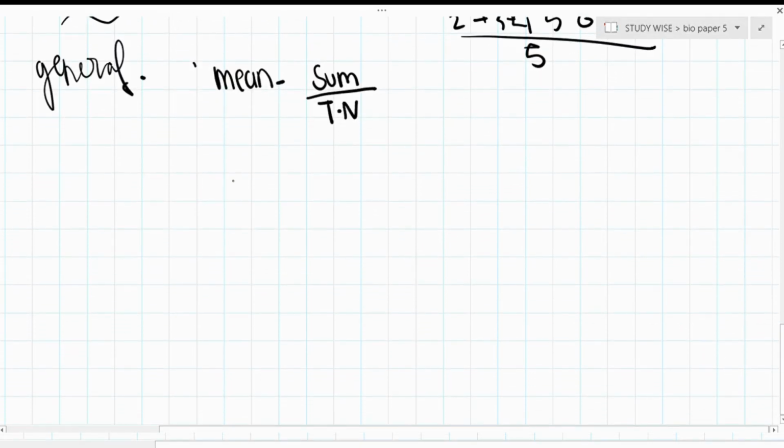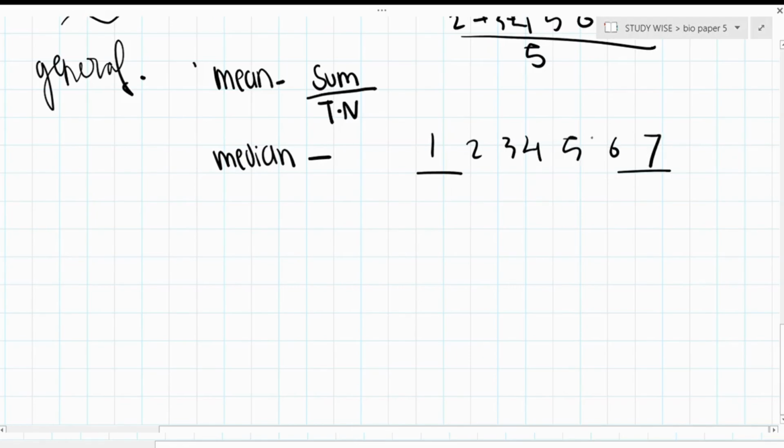And then you have median, which is basically the middle number, so you need to arrange the numbers from the lowest to the largest, and then you would find the middle number. For example, you have 1, 2, 3, 4, 5, 6, 7, and then you would start cancelling and find the middle number.